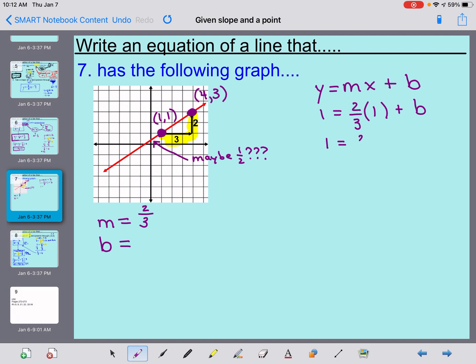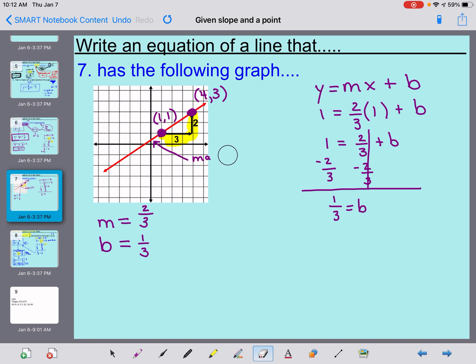So 2/3 times 1 is 2/3. I'm now going to subtract. 1 minus 2/3 is 1/3. So 1/3 is my b value. I was close. I guessed 1/2. I was wrong. So 1/3 is my b value, and that looks accurate.